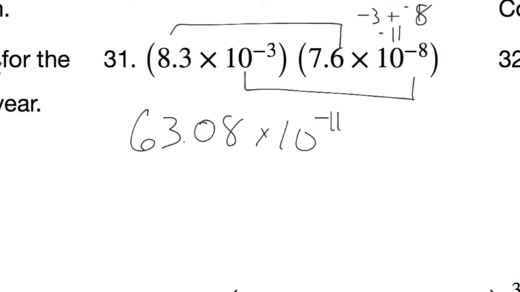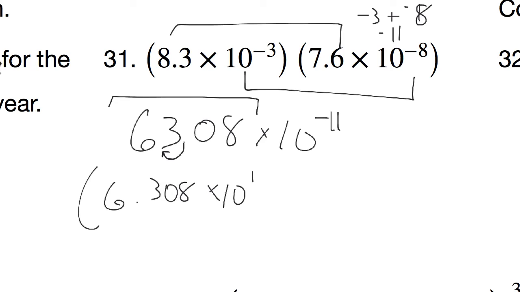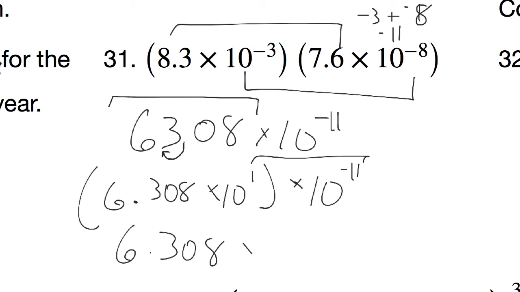Negative 11. Now this is close to scientific notation, but it's not perfect because this number is too big. Here, we need a number between 1 and 10. In order to get a number between 1 and 10, I can move this decimal. So that becomes now 6.308 times 10 to the 1 times 10 to the negative 11. 1 plus negative 11 is negative 10. 6.308 times 10 to the negative 10. That is your answer.